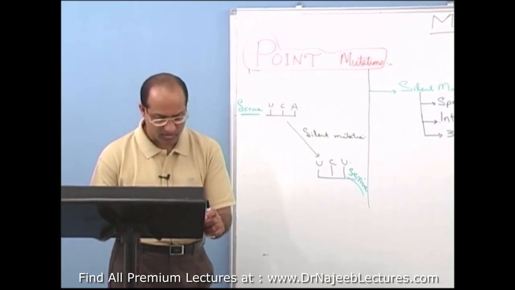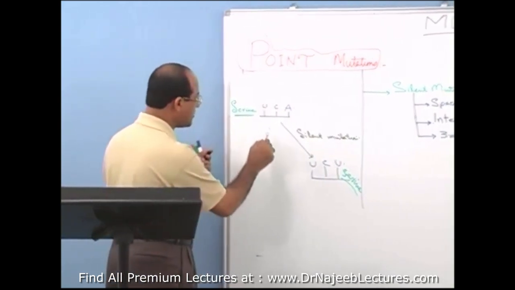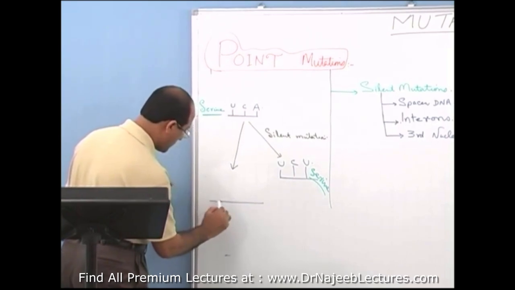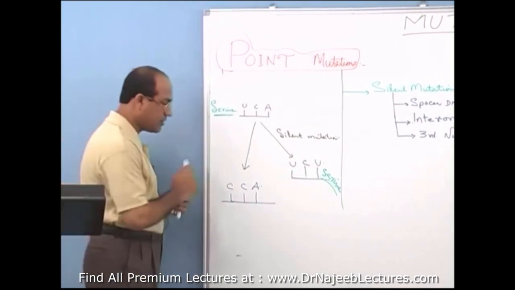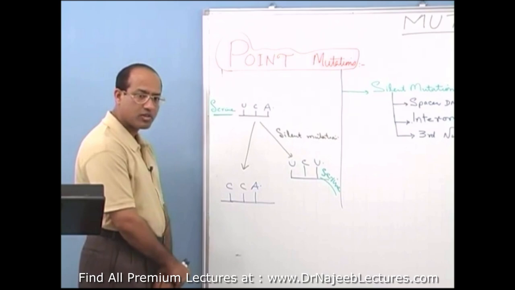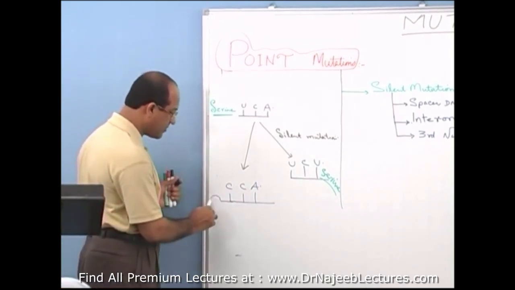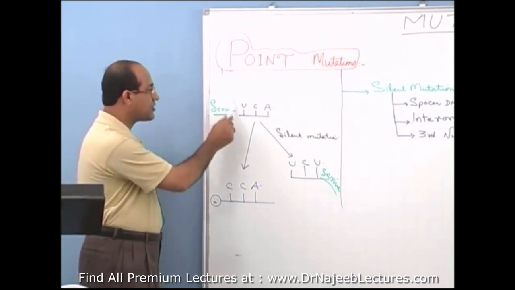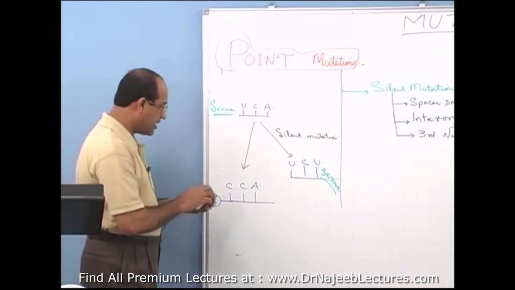After the silent mutations, we can talk about UCA, which may change into, suppose there is another mutation, CCA. Now it has gone to CCA. It means if this codon in the messenger RNA has been altered, there must be an alteration in the DNA. So a point mutation in DNA has altered the first nucleotide. This was the 5' end again, the first nucleotide. UCA was coding for serine. UCU was also coding for serine. But CCA is coding for proline.